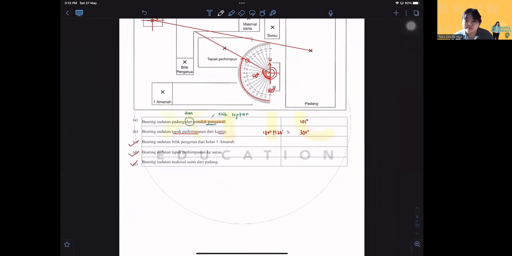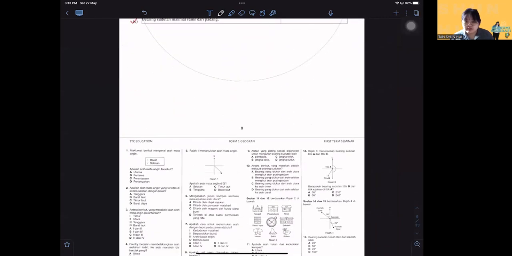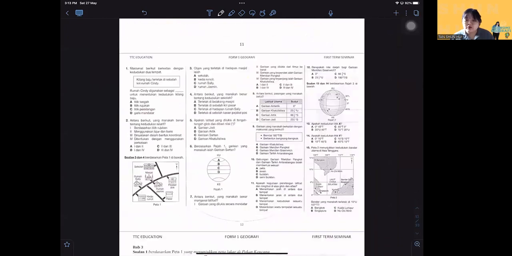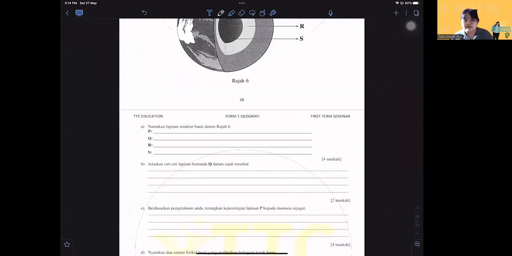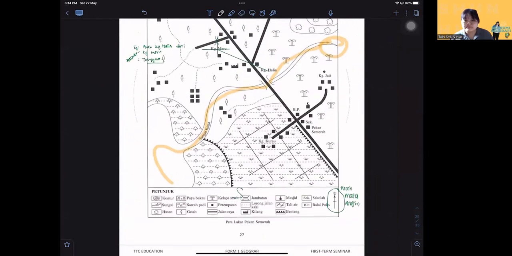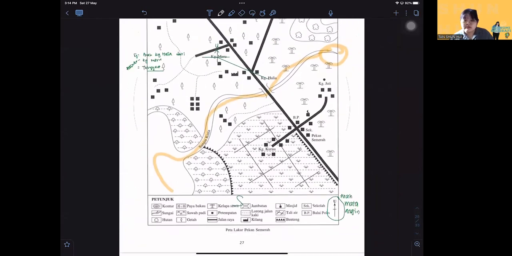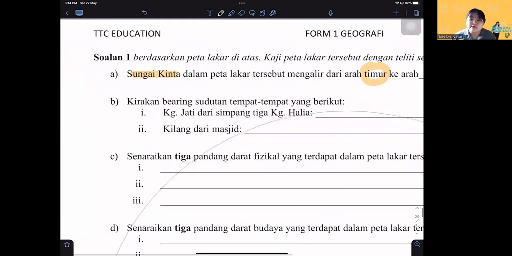Am I too fast for you? Now, come on. I go back to page 27. Let me show you if the question gave you a grid like this. So the type of question they might give you is like this.